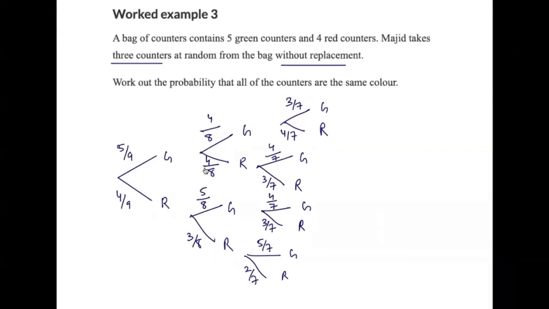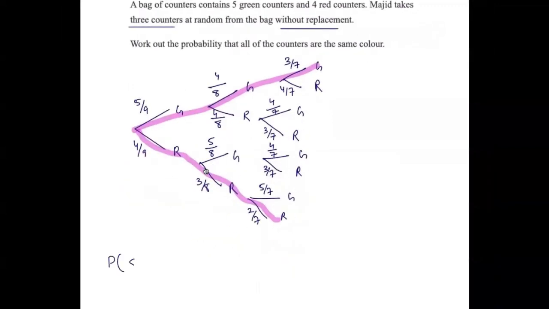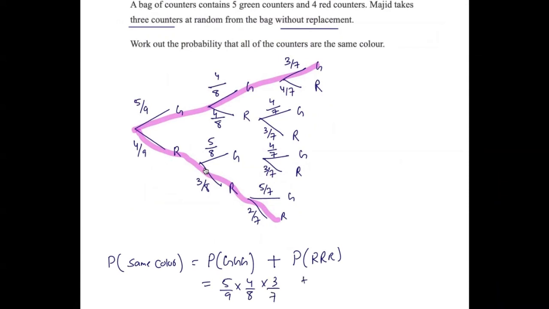Clear? Now you need to work out the probability that all the counters are of the same color. Now the same color means that either the counters are green, green and green or red, red and red. So probability that the counters are of the same color means either they can be green, green and green, or they can be red, red and red. The probability of green, green, green is 5 upon 9 times 4 upon 8 times 3 upon 7. And the probability of getting a red, red and red is 4 upon 9 times 3 upon 8 times 2 upon 7.